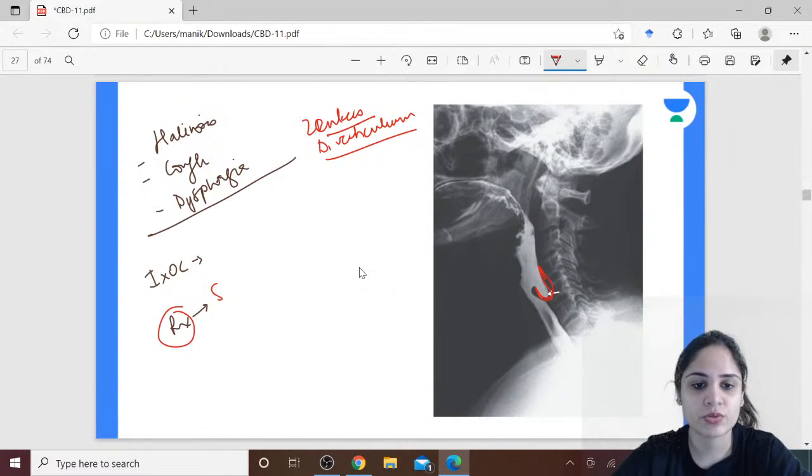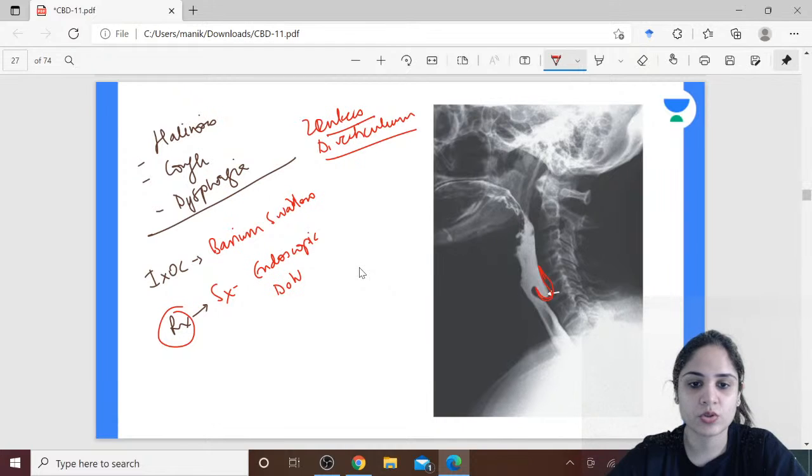Investigation of choice and treatment. And treatment means I want to know the name of the surgery. Surgery is treatment of choice. What is the name of the surgery? Investigation of choice will be barium swallow, absolutely correct. What will be the name of the surgery that we do? Yes, absolutely correct, Akanksha. So it will be endoscopic Dolman's procedure.